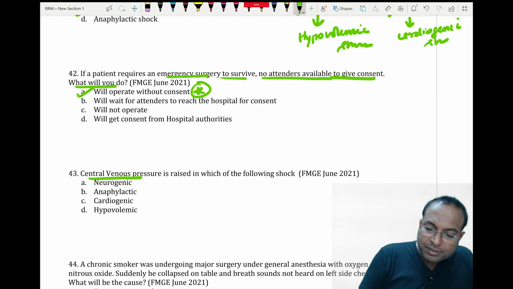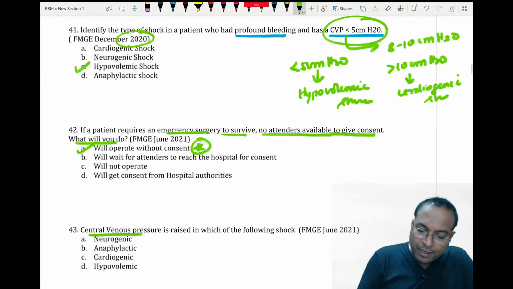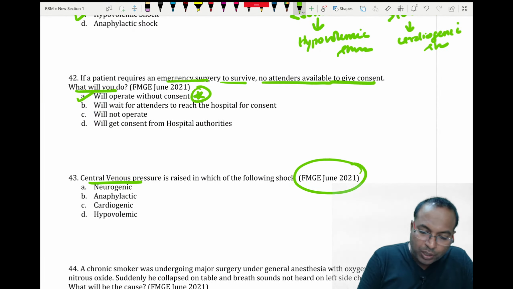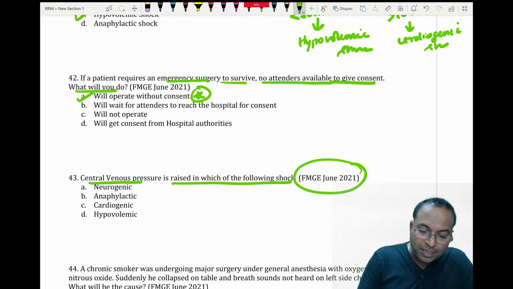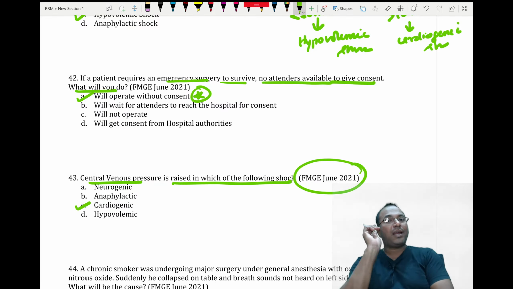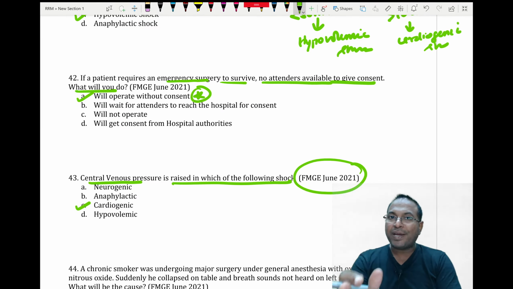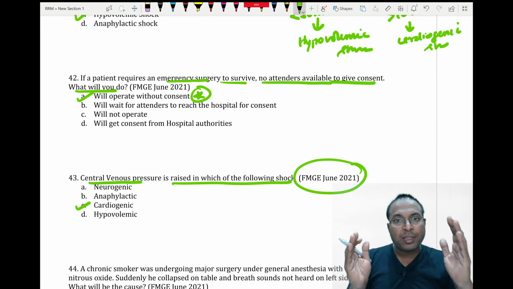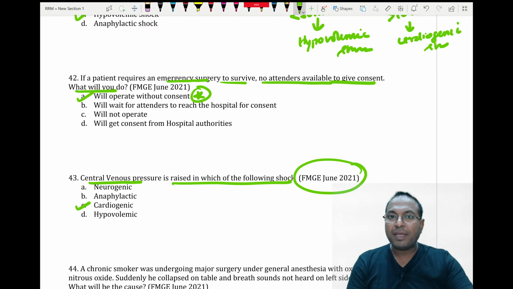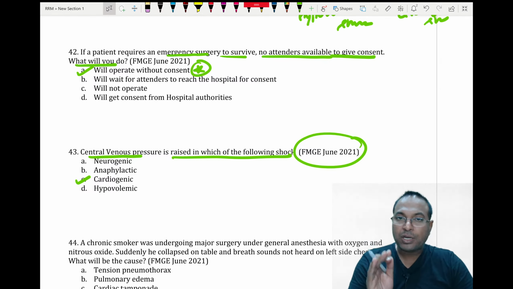CVP is raised. See, in December 2020, there is a question on low CVP. In FMG June 2021, there is a question: CVP is raised in which of the following shock? Answer is raised in cardiogenic shock. Now you can understand why I am doing a repeated session in the expected question series. In it, I am doing only the repeated questions because all the expected questions are going to come only from the previous repeat questions. So you are going to answer all these questions correctly in the exam by listening to this 2-hour session.